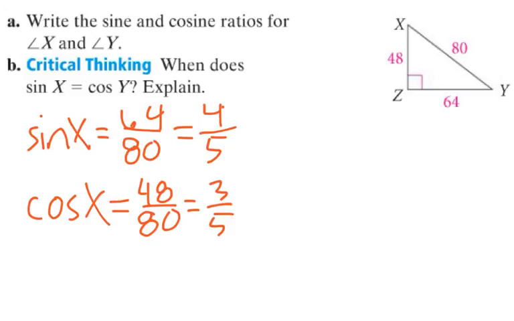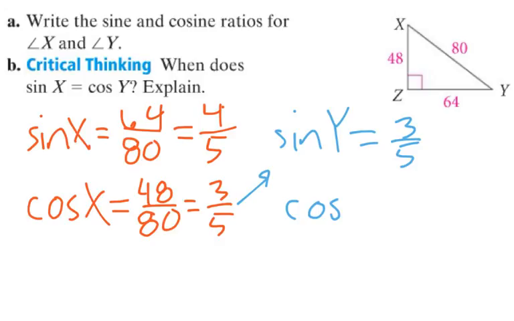So you would technically not even have to look at the numbers on the triangle again to find the sine of y and the cosine of y, because I take the cosine of x and say that's the same thing as sine of y. So I know that's going to be 3/5. And likewise, the cosine of y, I get that from the sine of x, which is 4/5.